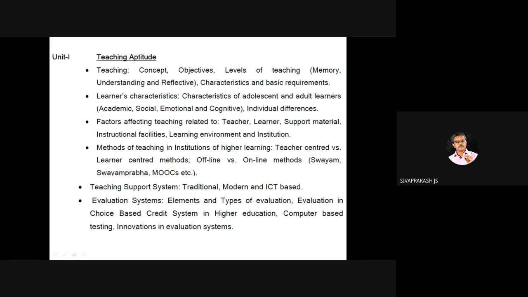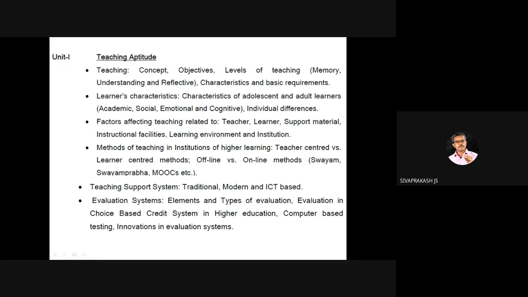Here the first chapter deals with teaching: concepts, objectives, and the levels of teaching. There are 3 levels. We used to say memory level, understanding level, and reflective level. It used to be explained through Bloom's taxonomy, and there are different theories, which we will discuss, and characteristics and basic requirements of teaching. This is the first chapter, focusing on teaching alone.